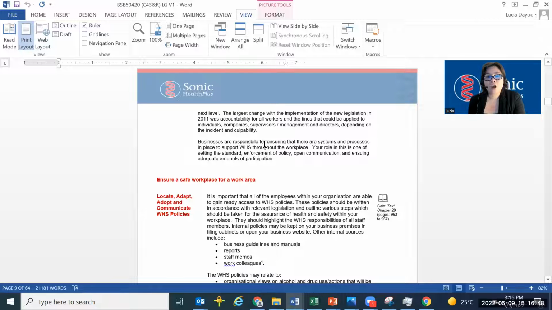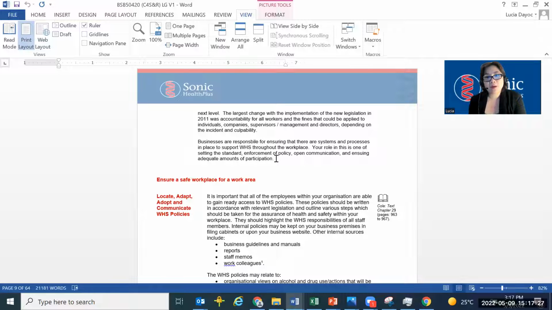Businesses are responsible for ensuring that there are systems and processes in place to support work health and safety throughout the workplace. So even if you've got the act, the codes of practice, and the standards, each business is responsible to assess what's applicable, what to add, what to take out, and create different policies and processes that would support codes of practice, and for us to be able to meet our legal obligations on work health and safety.